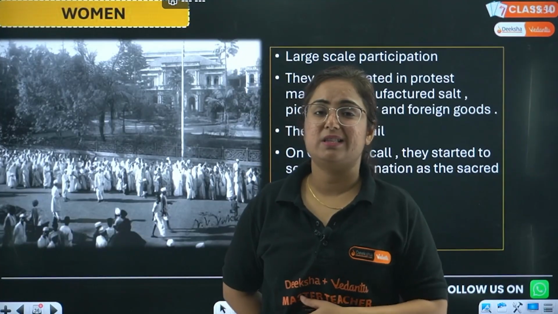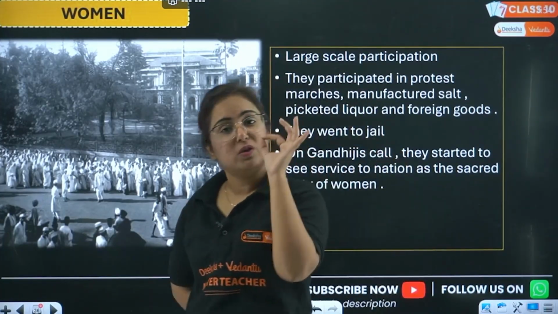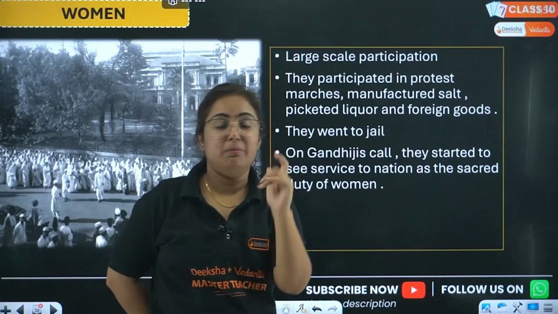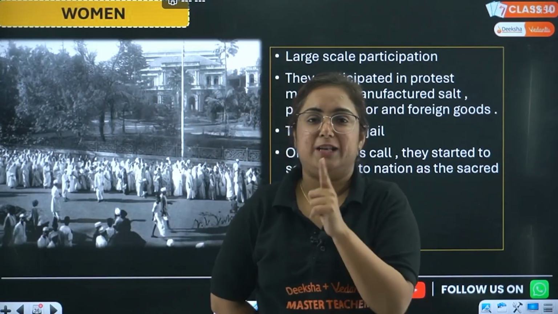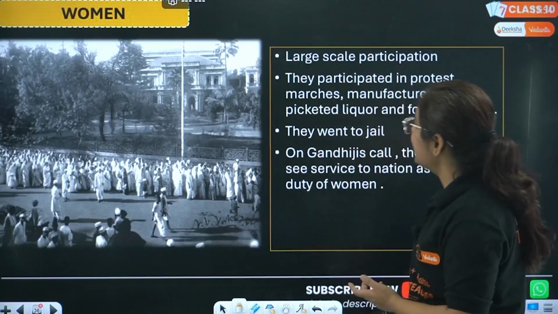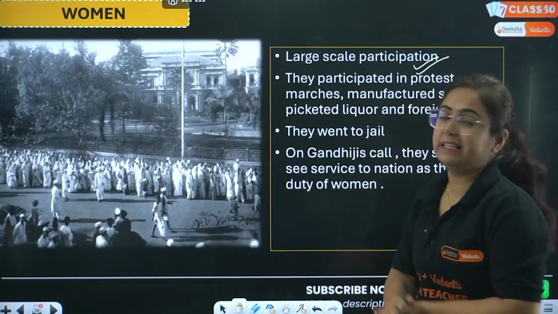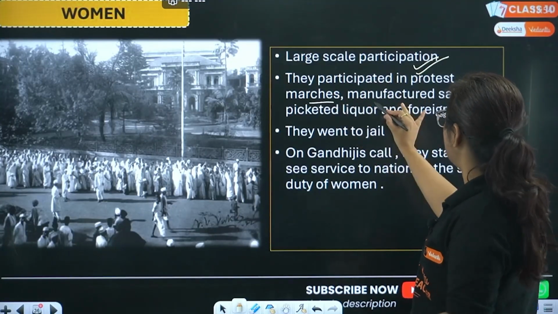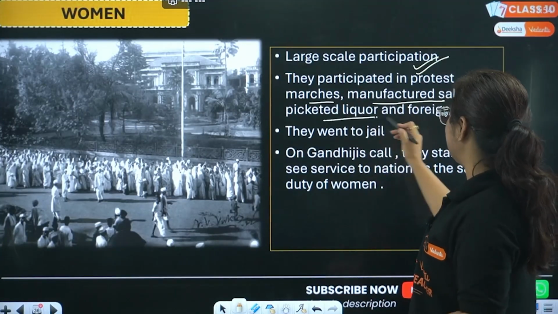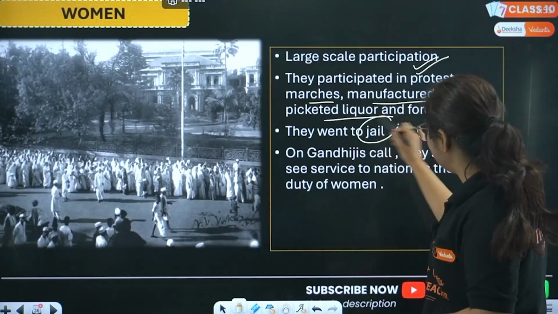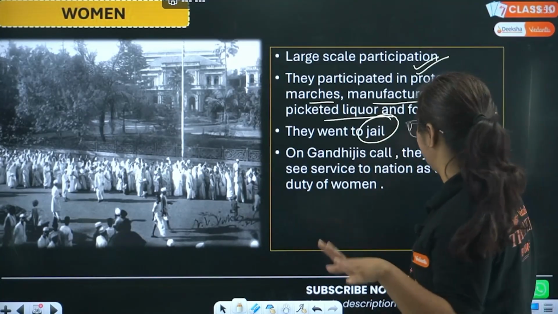But this time in the CDM, when the Salt March was organized by Gandhiji, many women walked along with him, and one among them was Sarojini Naidu. It's just one example, we have a lot more. So yes, large-scale participation of women was seen in this movement. They participated in protest marches, manufactured salt, picketed liquor shops and foreign clothes. They even went to jail. A lot of women, we will talk about them.